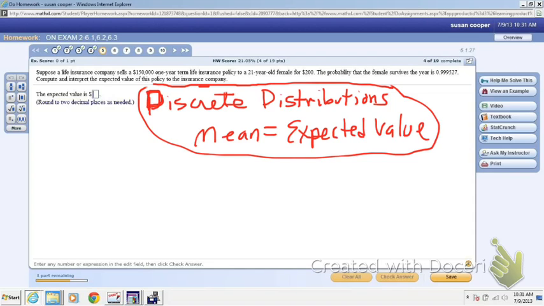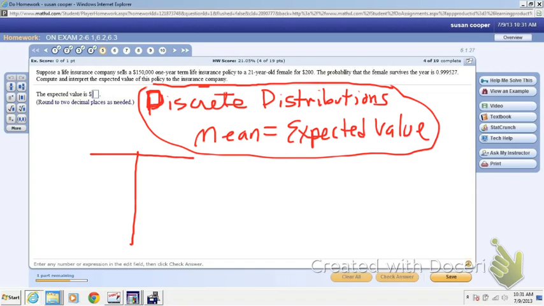Suppose a life insurance company sells a $150,000 1-year term life insurance policy to a 20-year-old or 21-year-old female for $200. The probability the female survives the year is 0.999527. Then it says, compute and interpret the expected value of the policy to the insurance company.